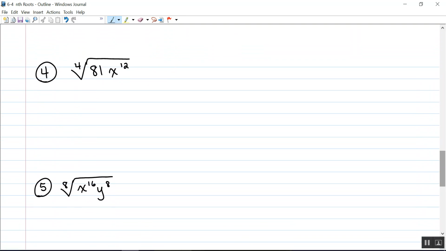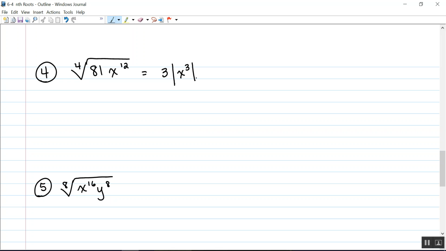Number 4, the fourth root of 81, x to the 12th. And again, I'll show you in a minute how to use your calculator to get the fourth root of 81. You could factor tree this and see what number, but it ends up being a 3. And again, we can use our shortcut of doing the exponent divided by the index, x cubed. But there's actually something kind of strange going on here.